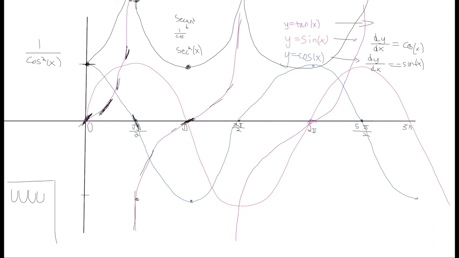So we can say that the derivative for this is going to equal secant squared of x. Okay, so the derivative of the tangent function is just going to be secant squared of x. And secant squared of x is the same thing as saying 1 over cosine squared of x.